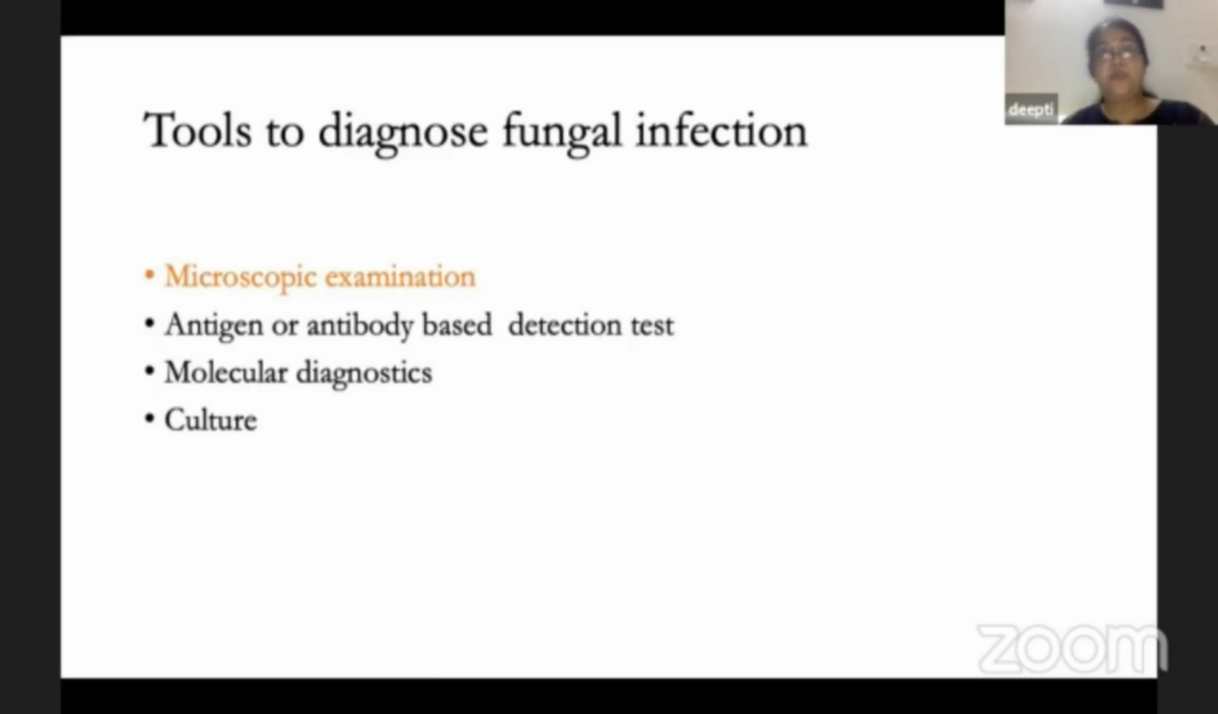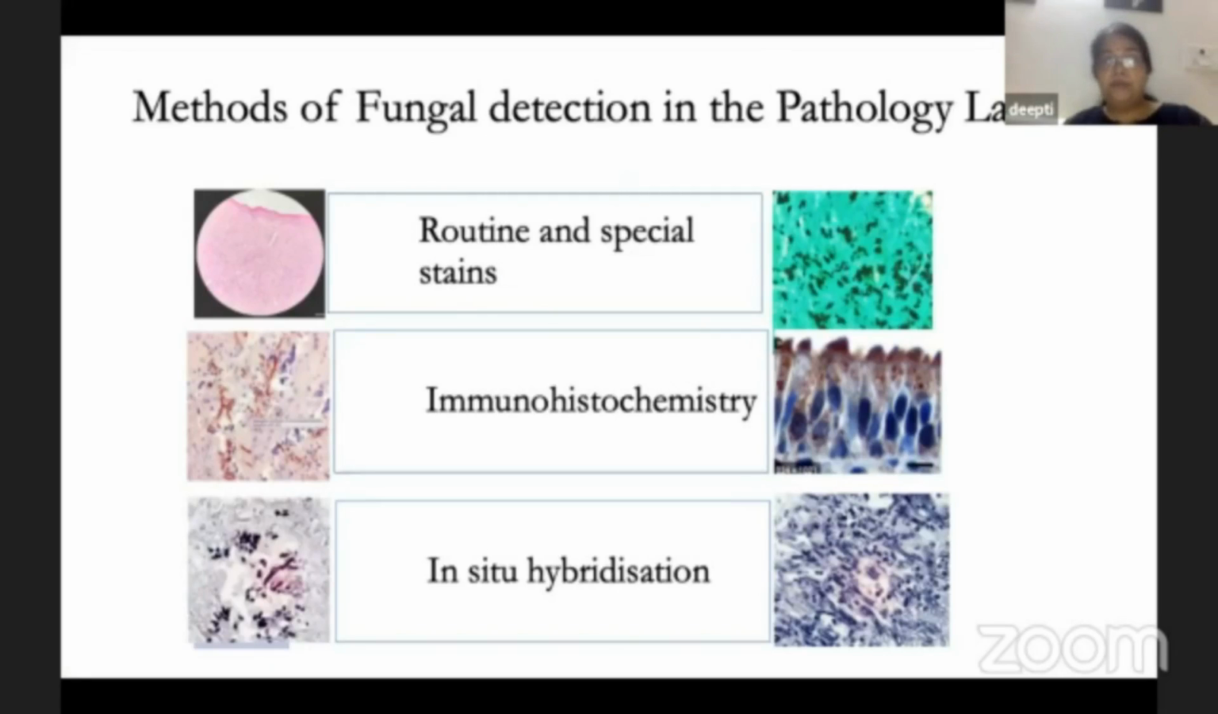Papanicolaou stain, which can be Giemsa or Wright Giemsa, or may be May-Grunwald Giemsa. In hematology, the stain commonly used is Giemsa stain, Leishman stain, or May-Grunwald Giemsa. Now, just to classify in which lab which sample goes: in hematology, bone marrow and blood estimates go in the hematology lab.